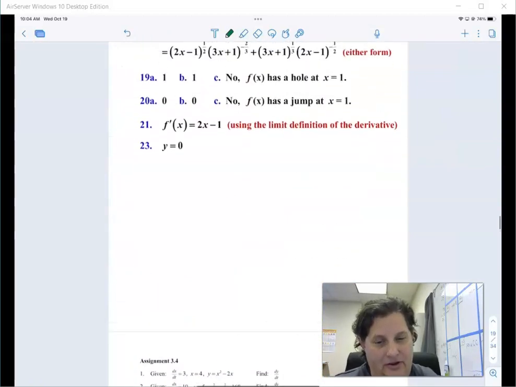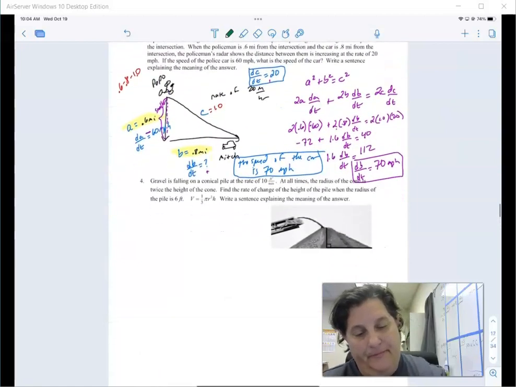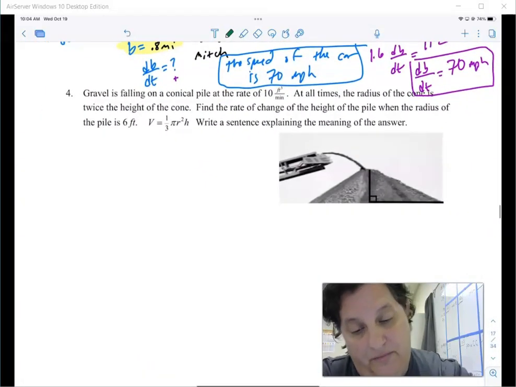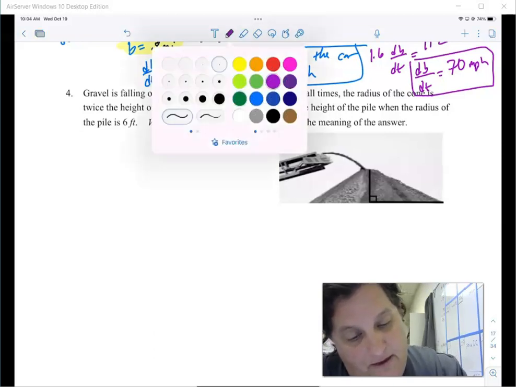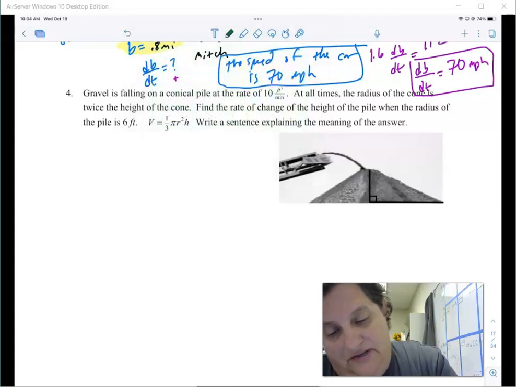So let's go back now and look at this cone question. All right, and when you guys see a cone, you might be like, okay, we've got to figure this out. All right. I don't love that picture. I'm going to draw myself a picture. Gravel is falling on a conical cone.